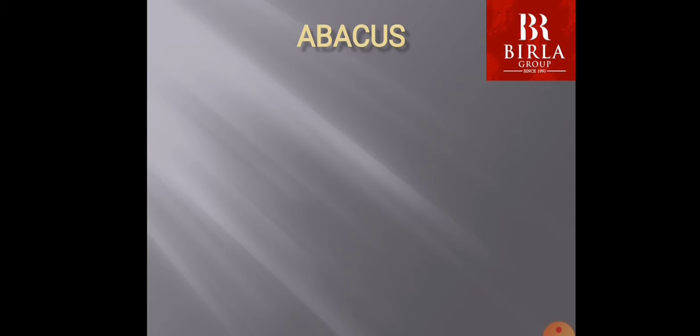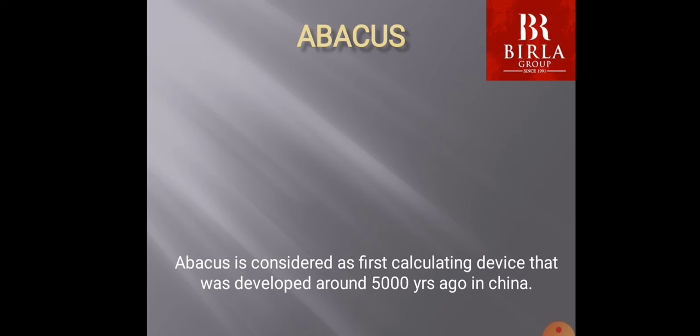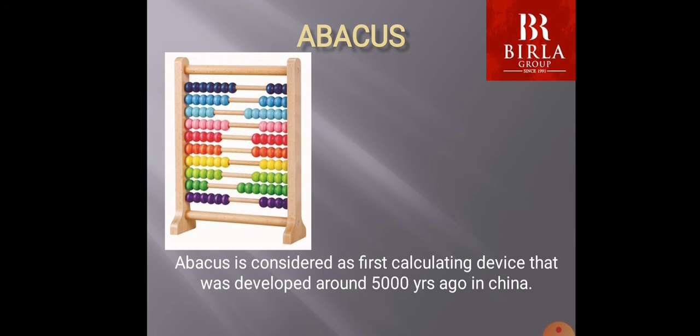The first is the abacus. Abacus was the first calculating device, developed around 5000 years ago in China. It was made up of a wooden frame with rods, each having beads. Simple calculations like addition or subtraction could be performed using this device.